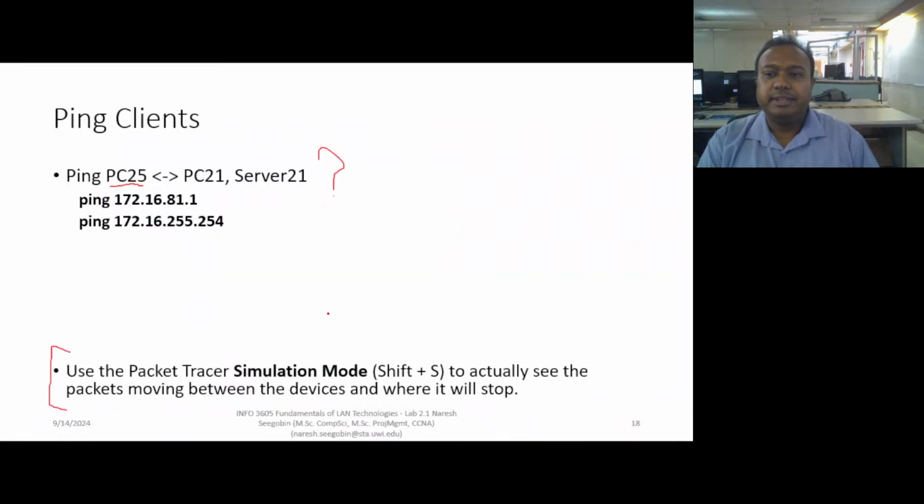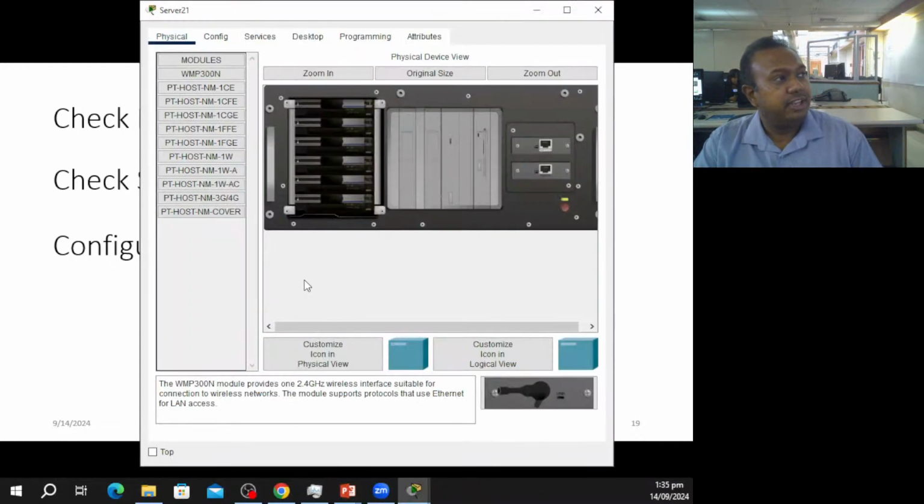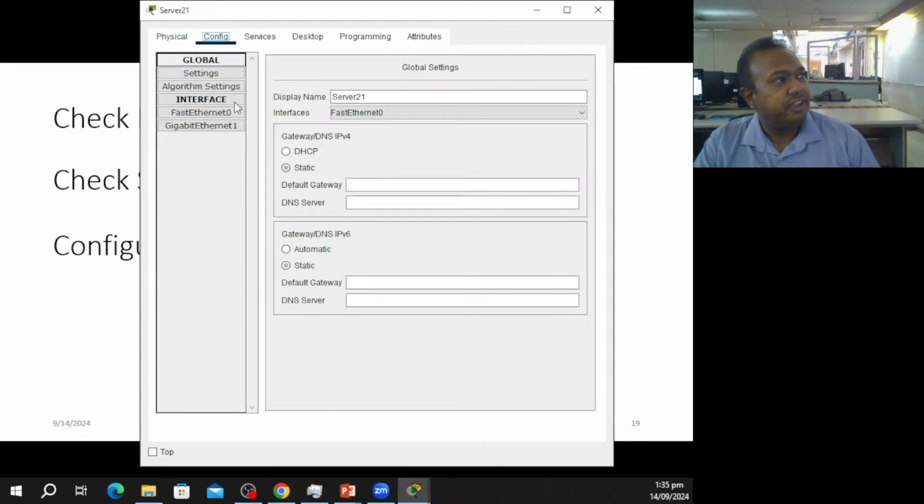Right, so now we did this. We're going to check MAC tables, we're going to check Silver 21, we're going to configure Silver 21. So I already clicked Silver 21, that's where we are. I'm going to configure, and there are a few things I want to show you. In the interface, there are actually two interfaces, and that's the reason why I took a Silver: I was able to add more next to it.